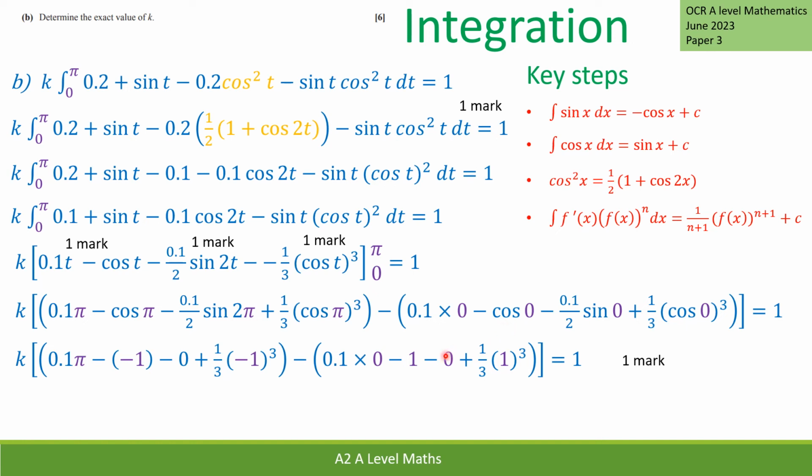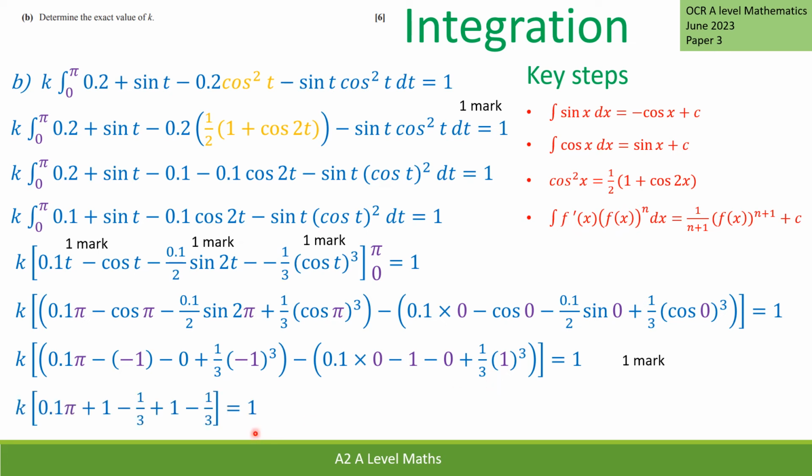Cos of 0 is minus 1. Well, cos of 0 is 1, and then the minus at the front makes it minus 1. Sine of 0 is just 0, so this term is 0. Cos of 0 is 1 again. 1 cubed is just 1 divided by 3, so it's a third here on the end.